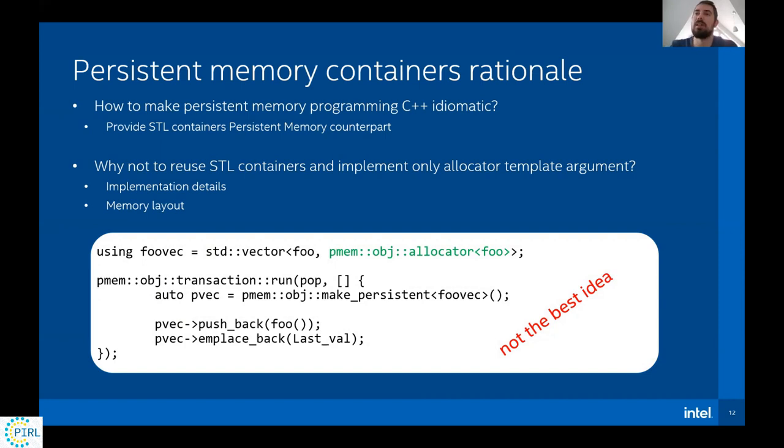But as it turns out, there are some hard to overcome obstacles with using existing STL containers. And the main two downsides are, first, implementation details. STL containers do not use algorithms optimal from the persistent memory programming point of view, and PMEM containers should have durability and consistency properties, while not every STL method guarantees strong exception safety. Persistent memory containers should be designed with awareness of fragmentation limitations. And the second issue is memory layout. Basically, STL does not guarantee that container layout will remain unchanged in new library versions.